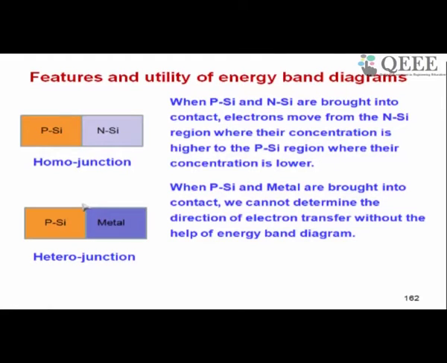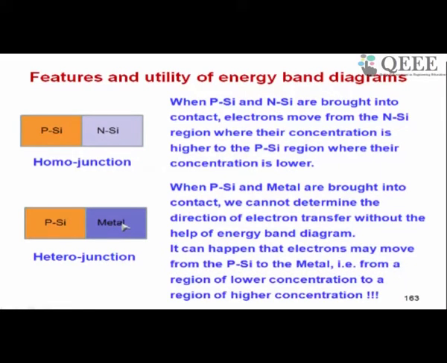Now this is where we need the energy band diagram, because we need to understand which side's carriers have a higher energy. It is possible to have higher concentration but lower energy if your material is different. This can be shown with an energy band diagram: electrons may move from p-type silicon to metal, that is, from a region of lower concentration to a region of higher concentration. So if you want to appreciate this, you have to go to the energy band diagram.